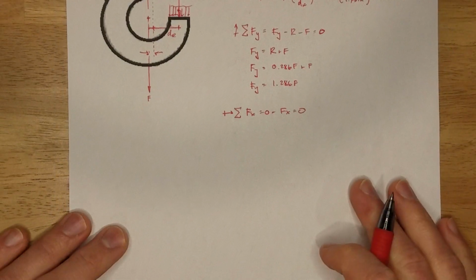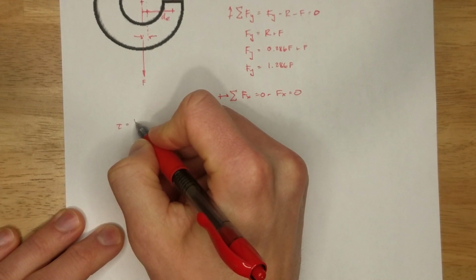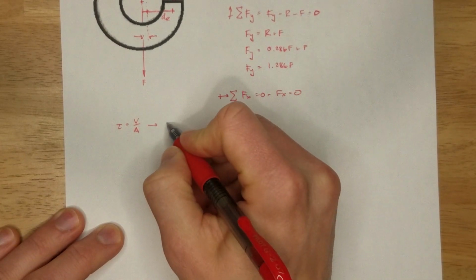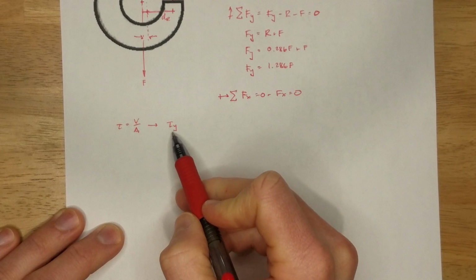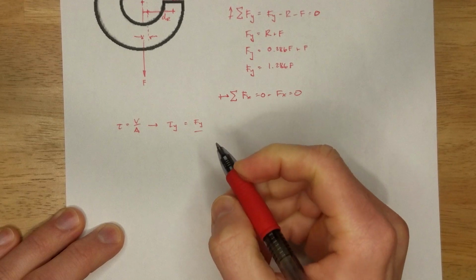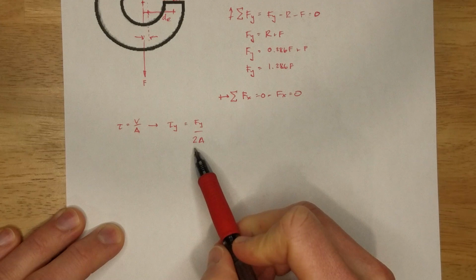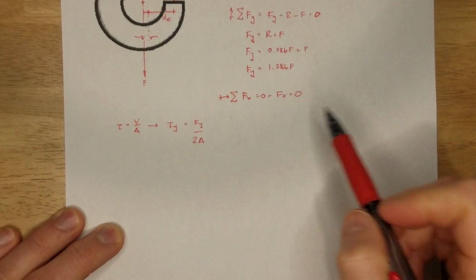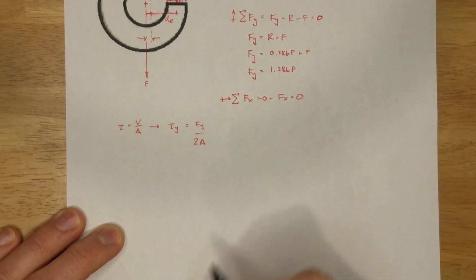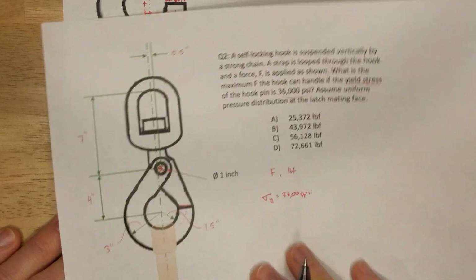So I'm going to write our generic shear stress formula. Tau equals V over A. How does that apply to our specific scenario here? Maximum shear stress is equal to Fy over 2 times our shear area. We're going to check this assumption at the end of the problem, but I think that's a safe assumption. Let's put some numbers to it. We don't know what this is yet.